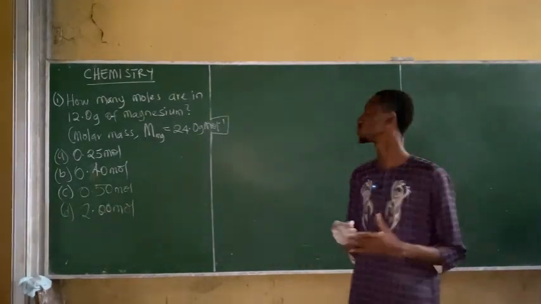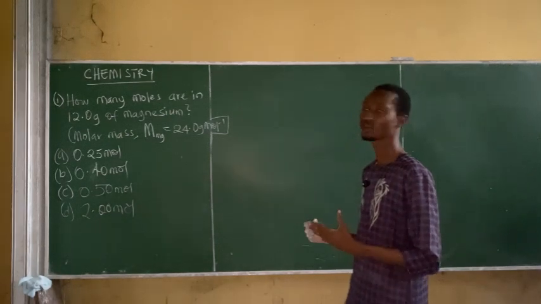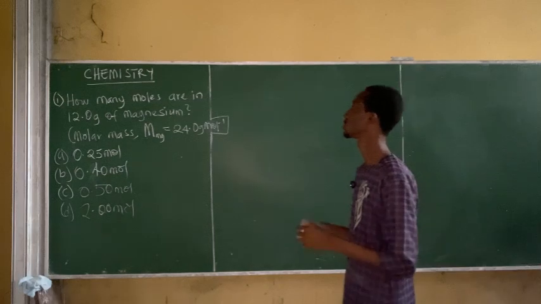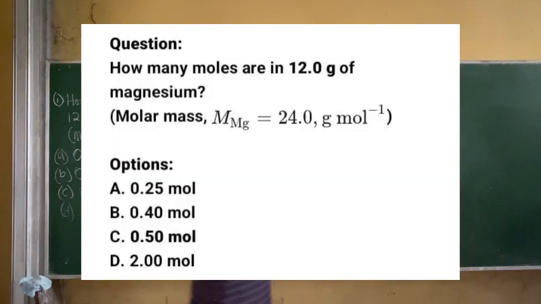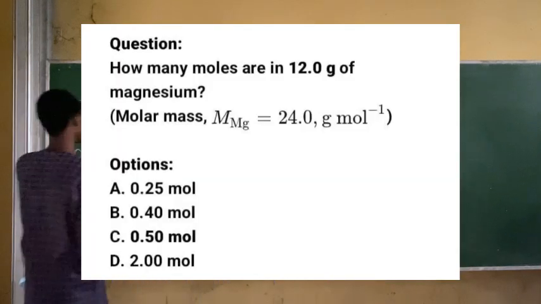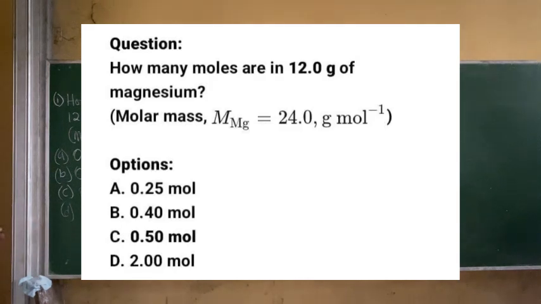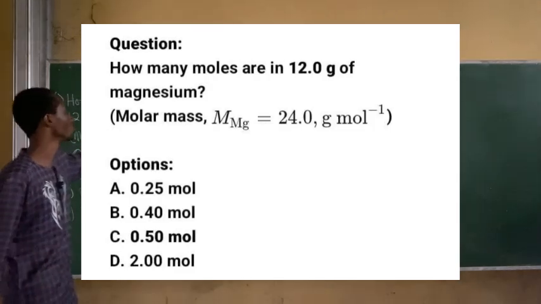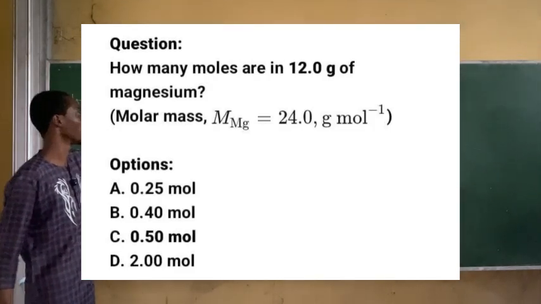In today's class, we'll be solving Post UTME questions on chemistry. The first question we have on the board says, how many moles are in 12.0 grams of magnesium? They gave us the molar mass of magnesium to be 24.0 gram per mole.